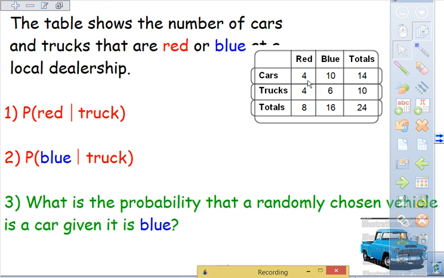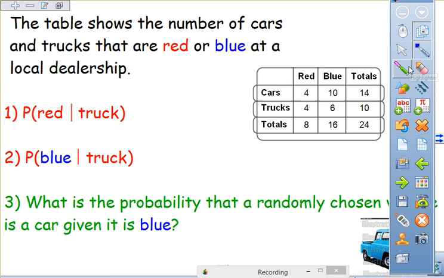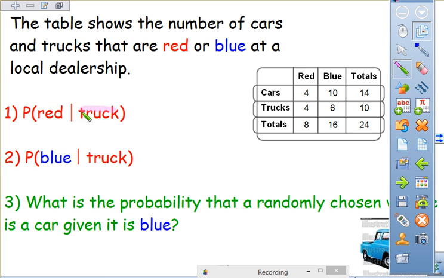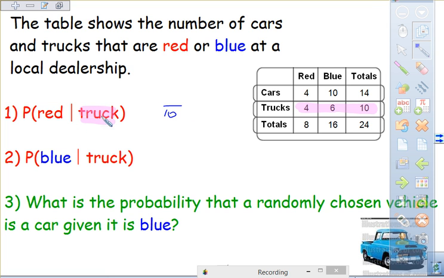Here's another table. The table shows the number of cars and trucks that are red or blue at a local dealership. The first example says, what is the probability that we select a red vehicle given that it is a truck? So remember, this tells us what we're picking out of. So out of all those trucks, so out of 10, what is the probability that we get a red one? 4 out of 10, which is 40%.